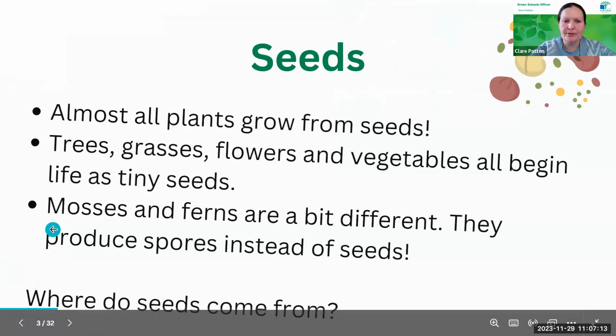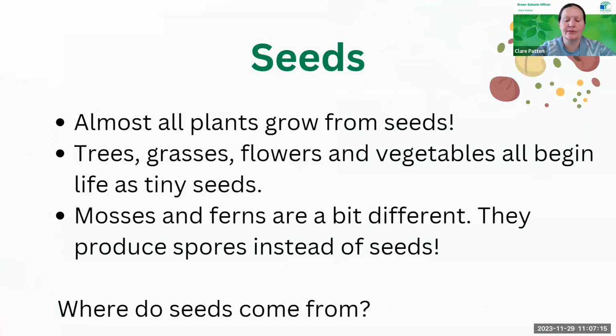You probably think to yourself, you know exactly what a seed is, you see them all the time, but just to define it exactly. Almost all plants grow from seeds. I almost said all plants do, but there are a few that don't. Things like moss and ferns don't grow from seeds. They're a bit more like fungi or mushrooms, so they grow from spores. But pretty much everything else that is a plant grows from seed.